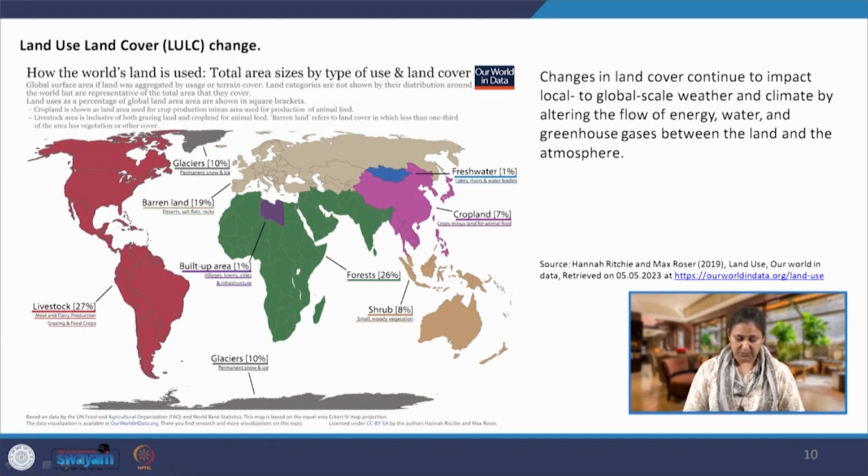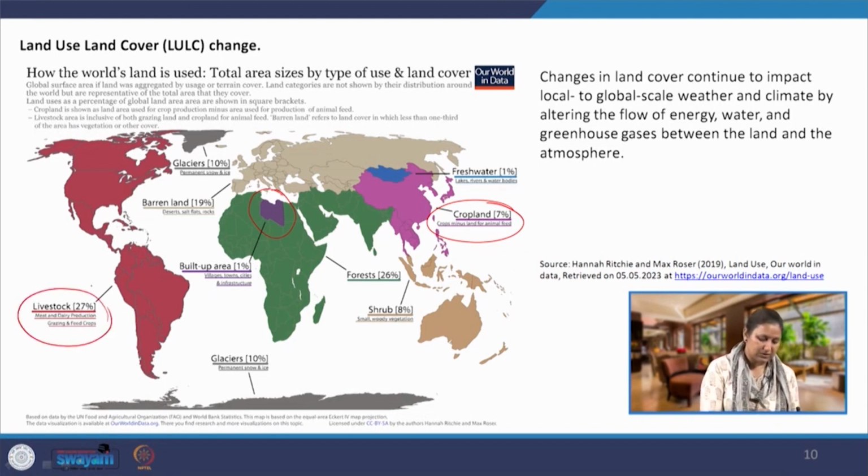Now, if we look at this particular graphic, it tells us that if the entire land surface of the earth was to be represented in the area that it covers for a specific use, we would see that built area is actually not very large. This is the built up area, which is approximately 1%. It covers all villages, towns, cities, infrastructure, everything. It is not very high right now, but it is growing at a very alarming pace. Two, we have 7% of cropland, and more than that is this 27% of the livestock.